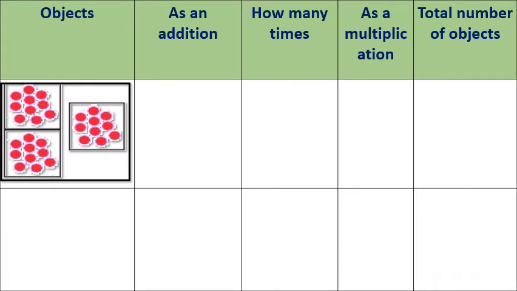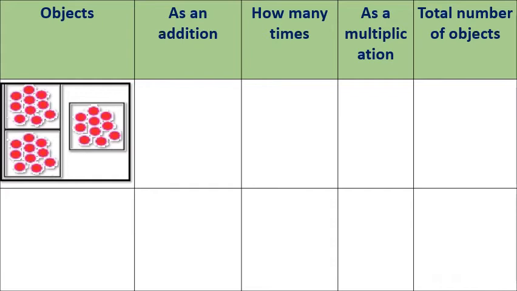Here you can see bindis or stickers. Okay. In each box, how many bindis are there? 1, 2, 3, 4, 5, 6, 7, 8, 9, 10. Means 10 bindis or stickers are there in one box. And how many boxes are there? 3 boxes are there. Correct?